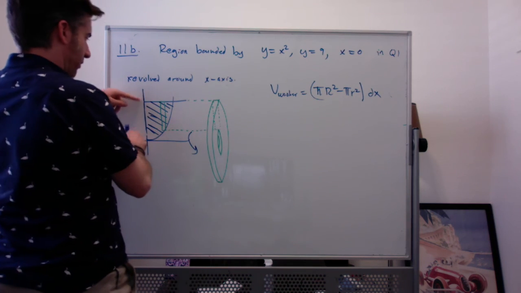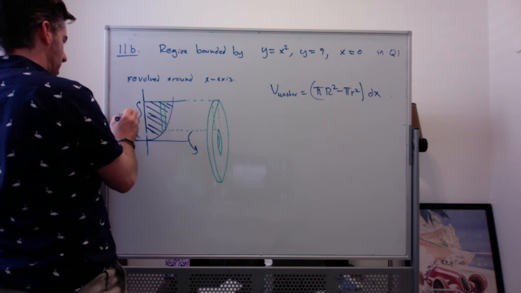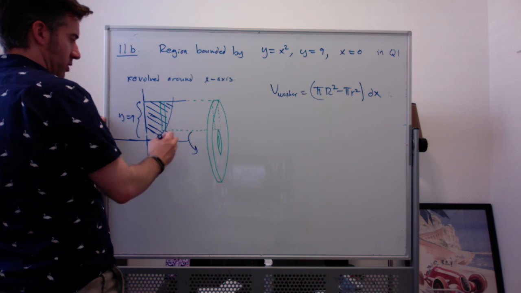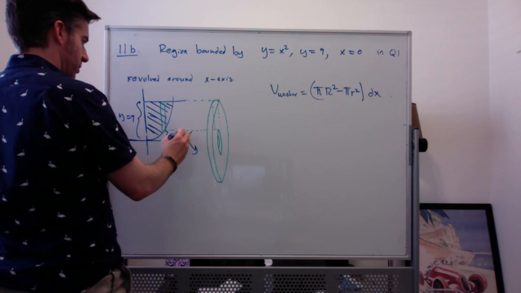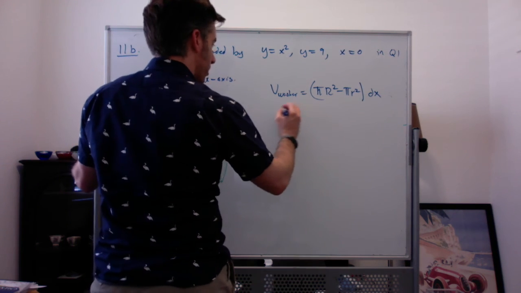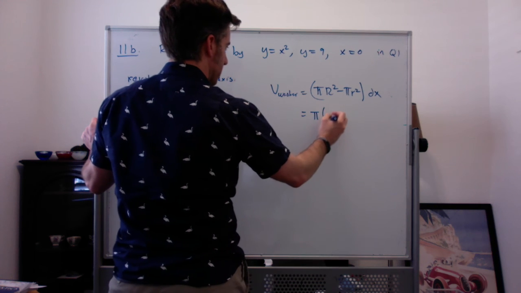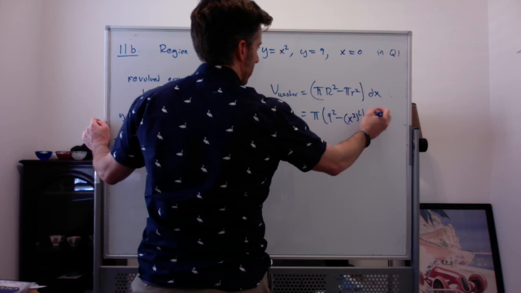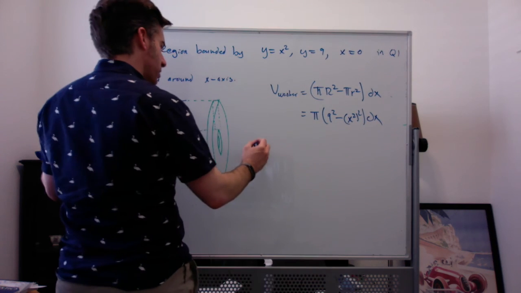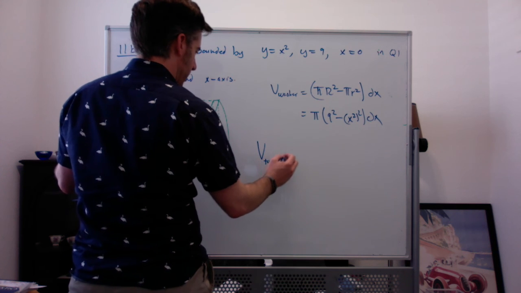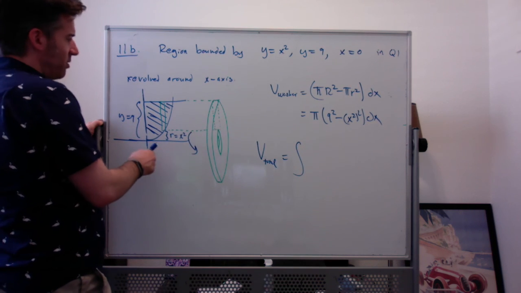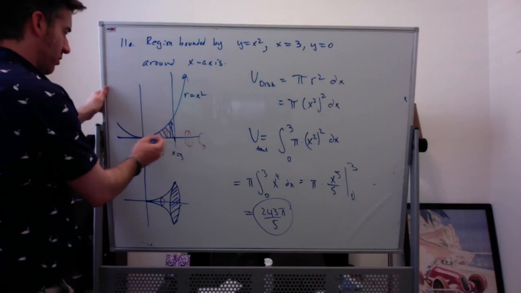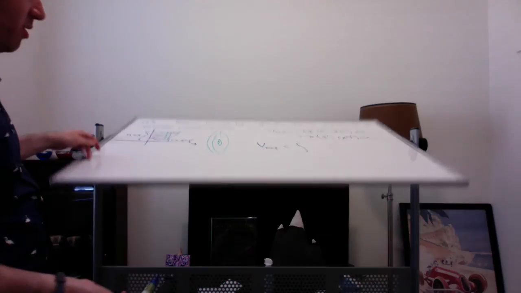The big radius is the outer function. That's just y equals 9. The inner radius is the closer function, which is x squared. So the volume of my washer is pi times 9 squared minus x squared dx. So my total volume would be given by, again, now it's a little less clear. Before it was easy to see that my limits of integration were from 0 to 3. They're actually still the same. We have to work a little harder to see it.